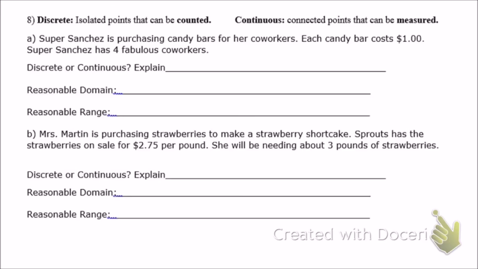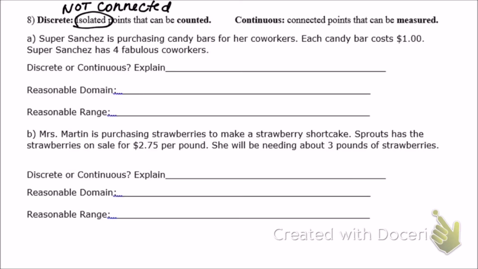Okay, on number 8, you have the definitions for discrete and continuous. So let's read those before we answer our questions. Discrete are isolated points that can be counted, and continuous points are connected and they can be measured. So discrete is definitely not connected because isolated means not connected. So these are points that you can't say that you can have like halves or decimals, fractions, anything like that.